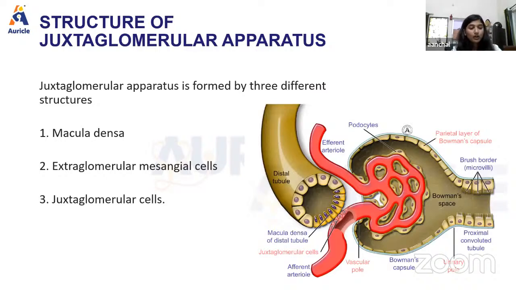This juxtaglomerular apparatus is formed by 3 different cells. First, we have macula densa. Second, extraglomerular mesangial cells. Third, juxtaglomerular cells. In the diagram, we can see the juxtaglomerular cells are situated here. Then extraglomerular mesangial cells are present here, and glomerular mesangial cells are present here.